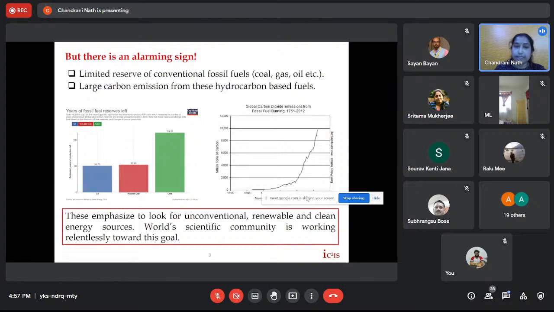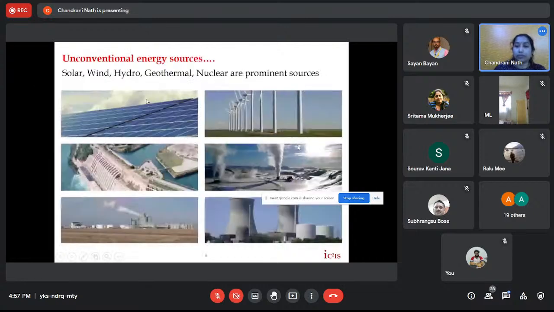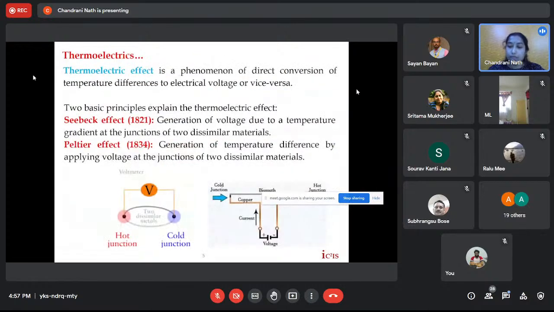So what are these? Let's see. There are certain unconventional energy sources that we get from nature, that come from our sun in the form of solar energy, from wind, water, geothermal energy, nuclear energy, which are clean and don't pollute. So next, coming to today's topic, we'll be talking about thermoelectrics.